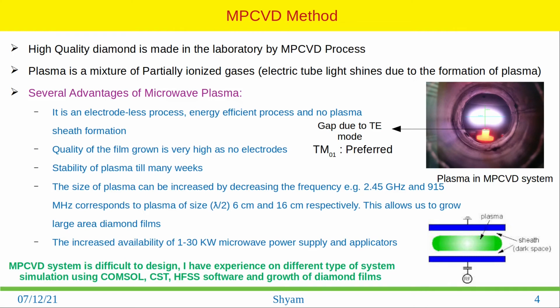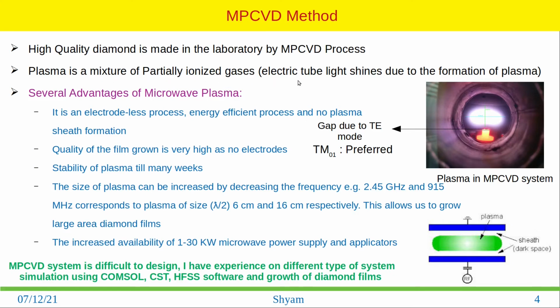Then the MPCVD method. Why MPCVD method? High quality diamonds are made in the laboratory by the MPCVD process. Another term I used is plasma. So plasma is a mixture of basically partially ionized gases.